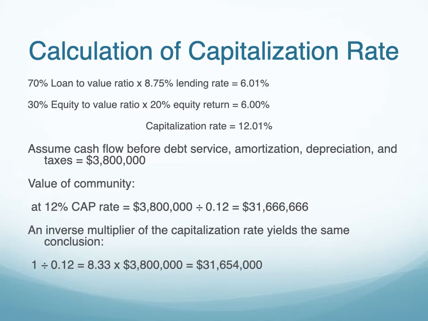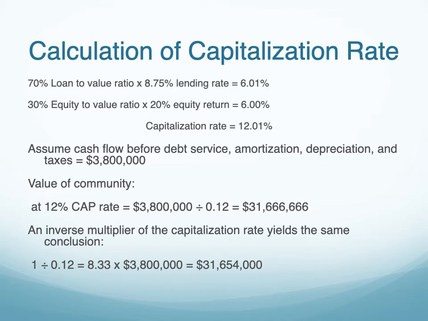I've put together a simple example here using a loan to value ratio of 70% and a lending rate, I'm assuming 8.75% to make the math come out. But if your lending rate is 6.5, put 6.5 in there. And that gives you a 6% number based on your lending rate and your loan to value.